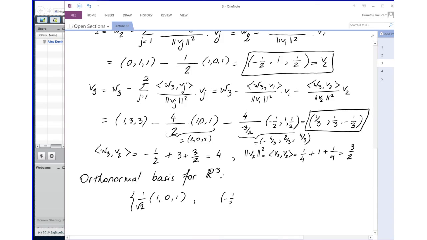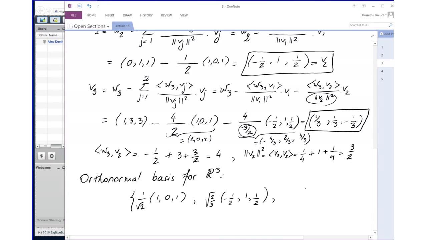V2, which was this one. We said that the norm of V2 squared, right, it was here. The norm of V2 squared was 3/2. So the norm of V2 is the square root of 3/2, so I'm going to multiply it by the square root of 2/3, right? I'm going to divide by the square root of 3/2.